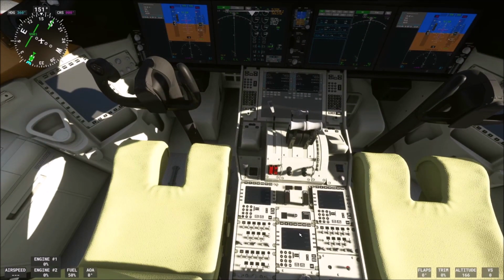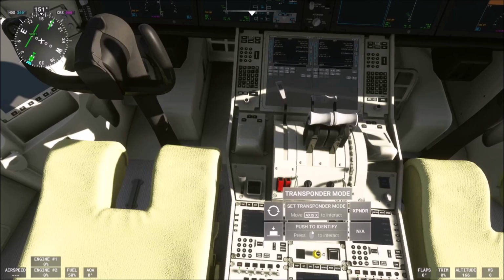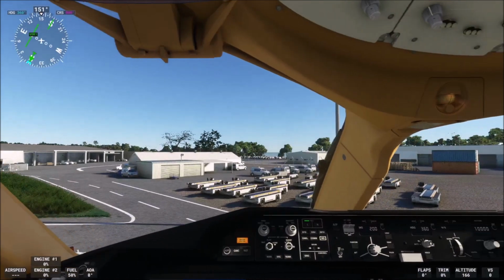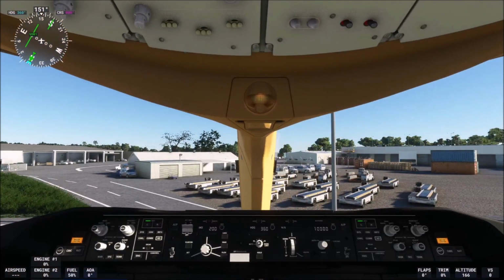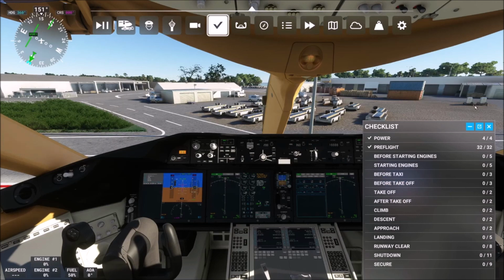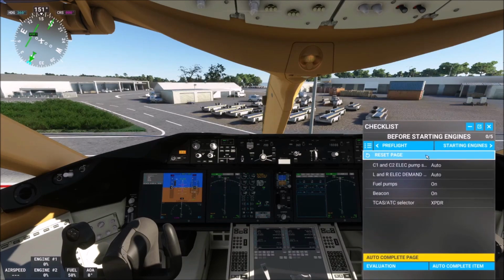TCAS/ATC selector. The traffic alert collision avoidance system. And we set it to XPDR. Here it is. Okay. Exactly. I think we don't have any kind of mistake right now here. Let us have a look. I repeat once again that you can follow the checklist here. But please do learn something. I mean, it is good to know what all these things are about. So which one was it now? Starting the engines. No, it was this one before starting the engines.